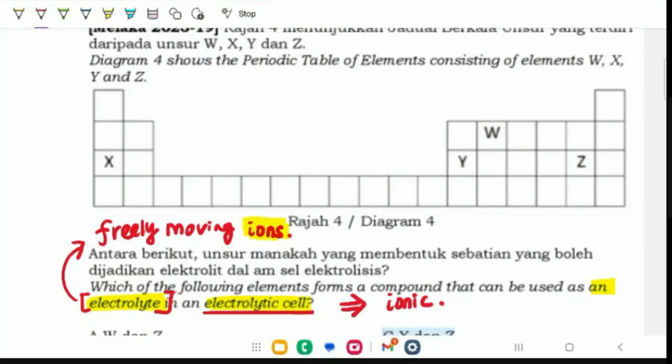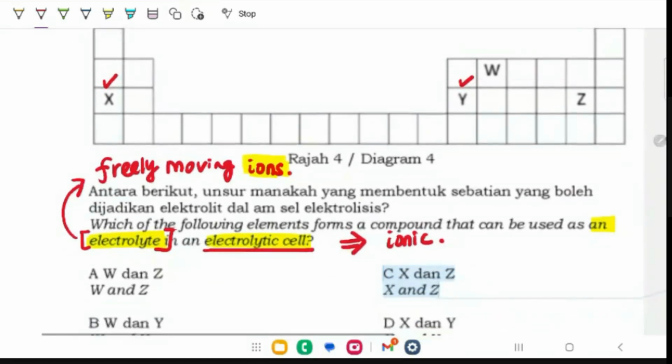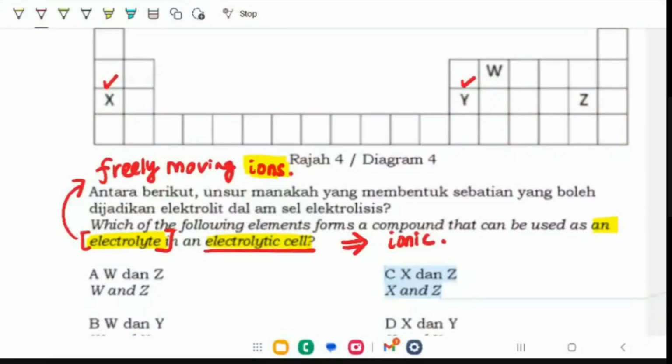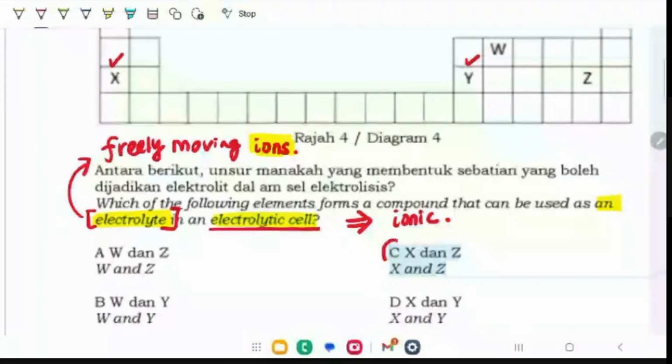Must be metal. Okay, metal here will be X and Y. Non-metal is W and Z. Okay, so which one is possible? Metal with non-metal, X and Z. This one is the best.